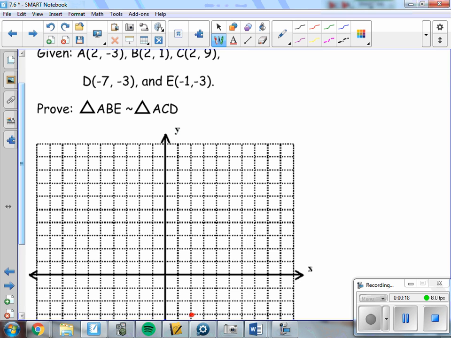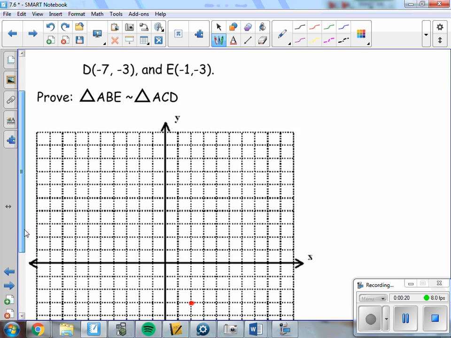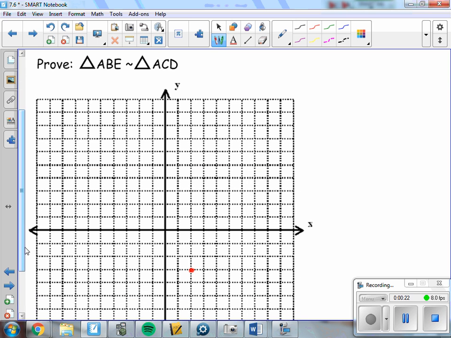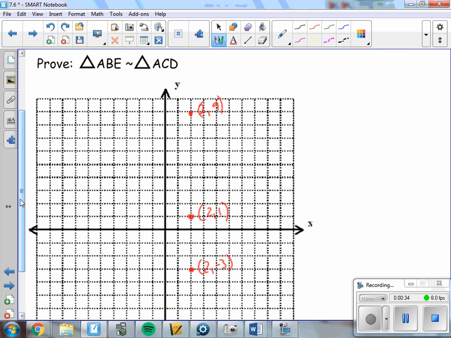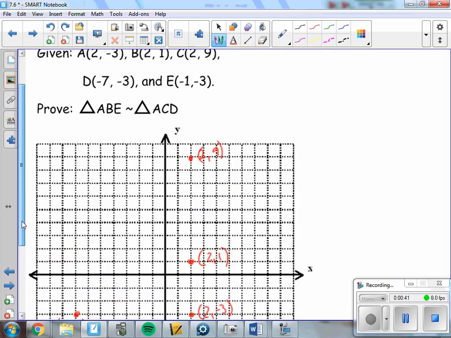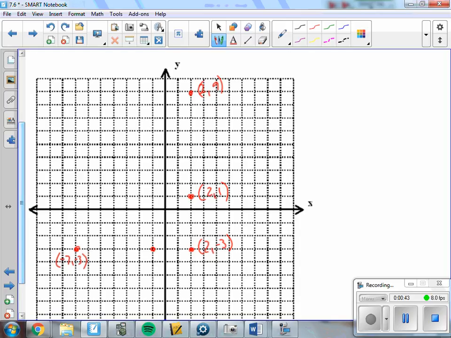So A is at 2, -3, 2, 1, and 2, 9. So there's 2, 9. Here's 2, 1. And here's 2, -3 again. First number is horizontal, second number is vertical. Okay, it's -7, -3. So -7, -3. And then -1, -3.